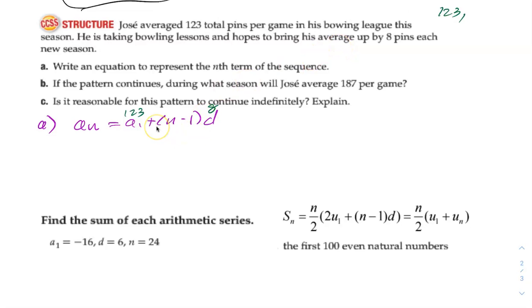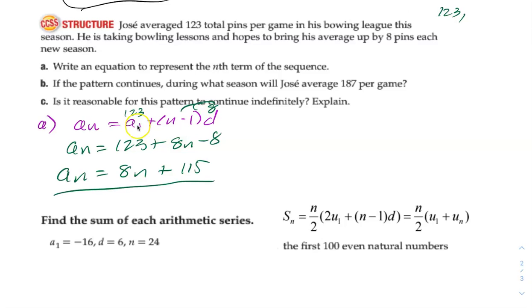So what's our equation? Well, simplify this. Distribute. an equals 8n plus 115. So that's our equation. If the pattern continues, during what season will Jose average 187 per game?